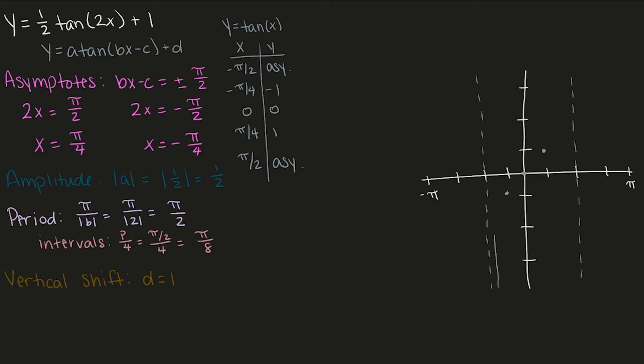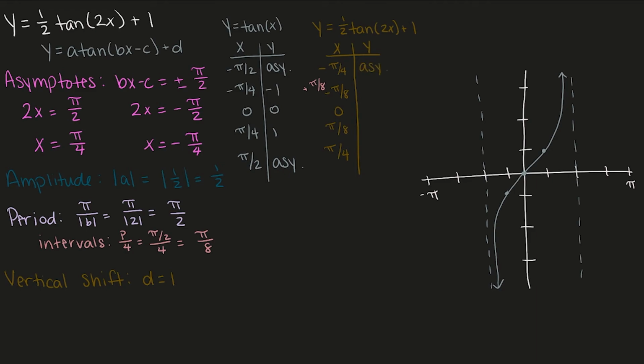Now, let's find our table of values for our transformed function. Our x values will start at negative pi over 4, and our intervals are pi over 8, so we'll add pi over 8 to each x value, giving us negative pi over 4, negative pi over 8, 0, pi over 8, and pi over 4.